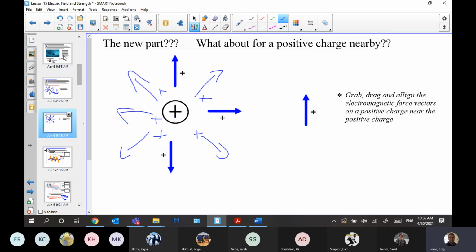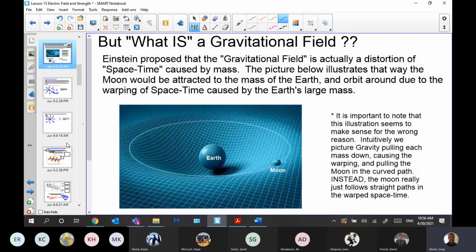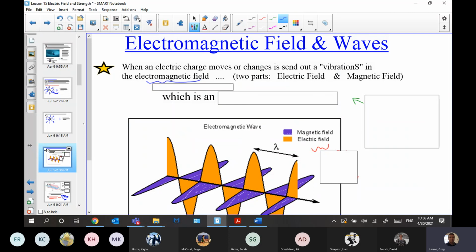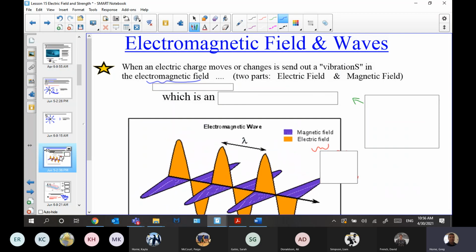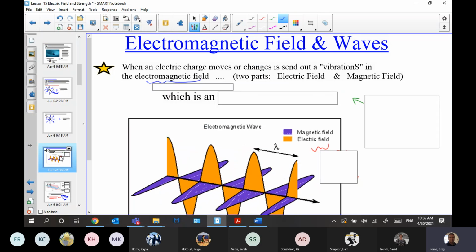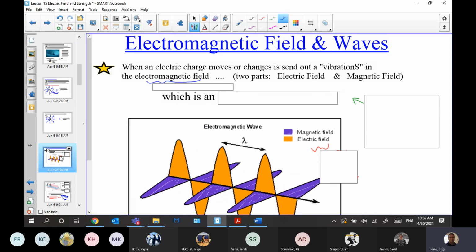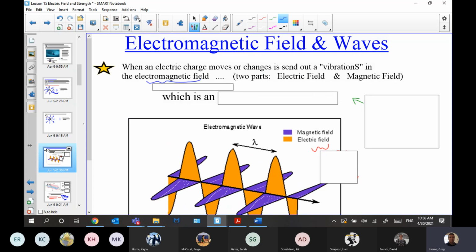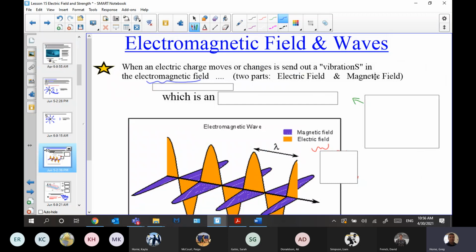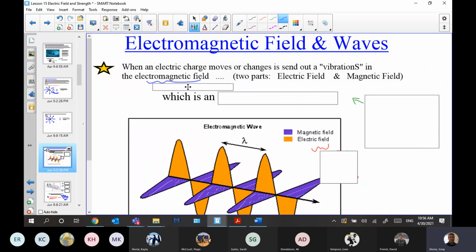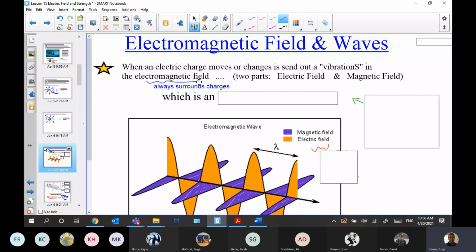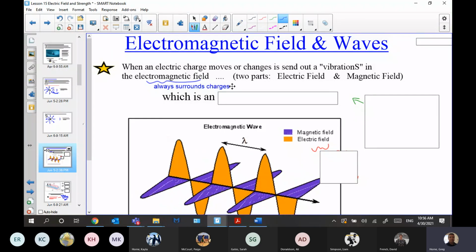Similar to explaining what's really going on with gravity, when we explain what's really going on with electric fields, we actually have to talk about magnetic fields at the same time, and we'll deal with magnetic fields more later on. It turns out that electric effects and magnetic effects are part of the same thing. They're part of the electromagnetic field. There's an electric field part and a magnetic field part. You cannot have one without the other. They coexist. So an electromagnetic field always surrounds charges.